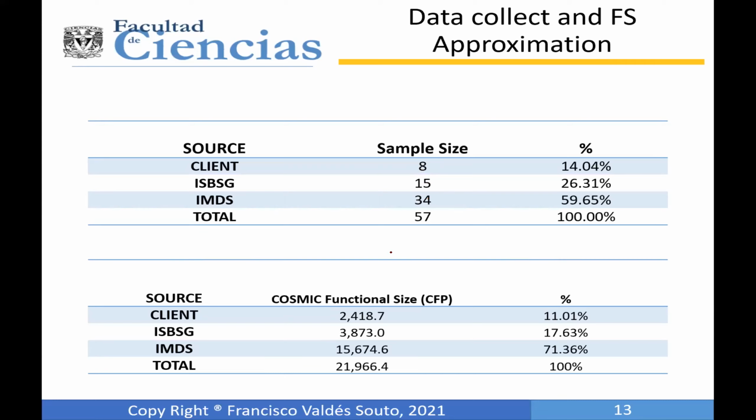When we measure all, or we get the functional size for all the projects, we get this information. The client is 2,418, and so on for the ISBSG and the national database, and the total of the functionality of the database is that. So of course, most of the information is provided by the national database. But this is only the raw data. I mean, we consider here all the data provided by the client, the ISBSG, and the national database.